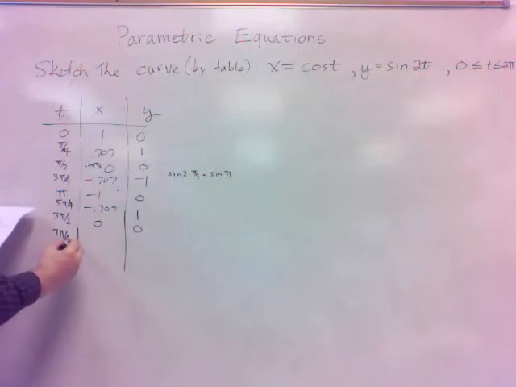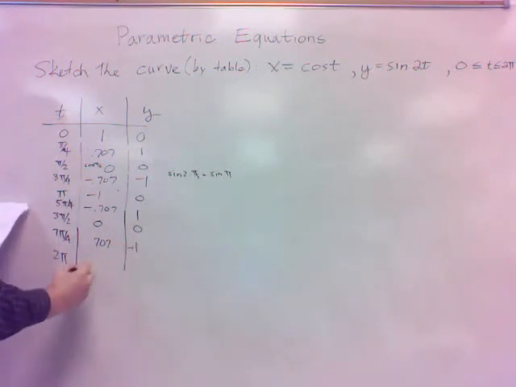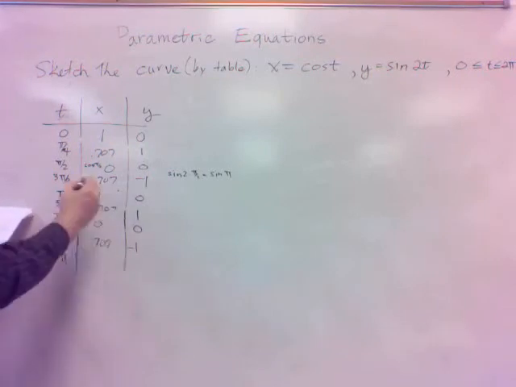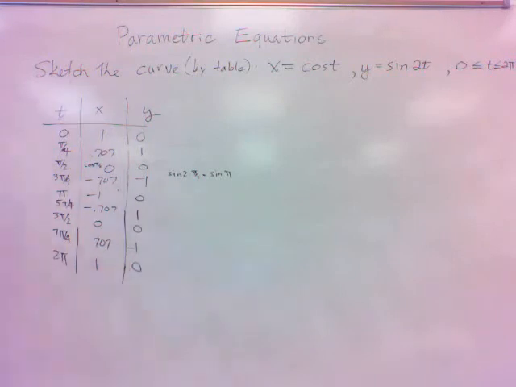7 pi over 4, well, that's positive 0.707, square root of 2 over 2. And then sine of 7 pi over 2, that's back to negative 1. And then for 2 pi, cosine of 2 pi, all the way back around, that's 1. And sine of 4 pi, that's 0. So anyway, with me? Believe all that? Think that's all right?